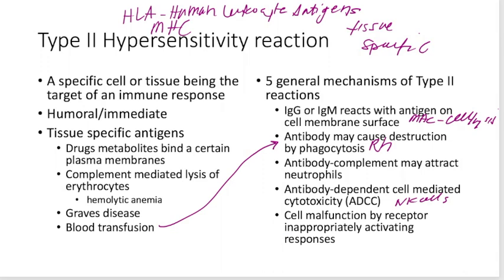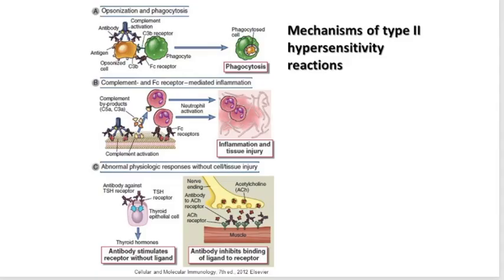The fifth mechanism is cell malfunction. It does not destroy the target cell, but rather causes it to not work correctly. In this mechanism, the antibody is usually directed against antigenic determinants associated with specific cell receptors. The antibody reacts with receptors and then modulates something within the cell to make it malfunction. Graves' disease would be what's going on here. And this is just a picture of how all of that goes down.